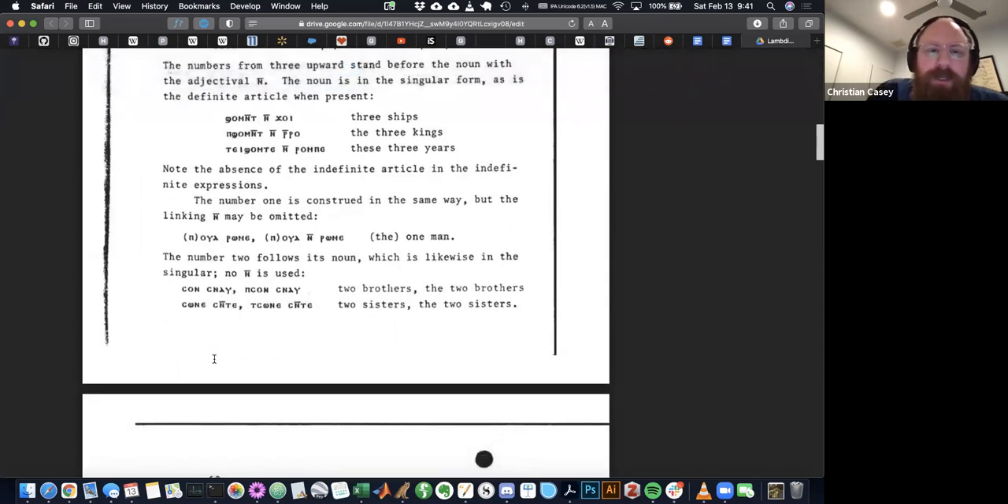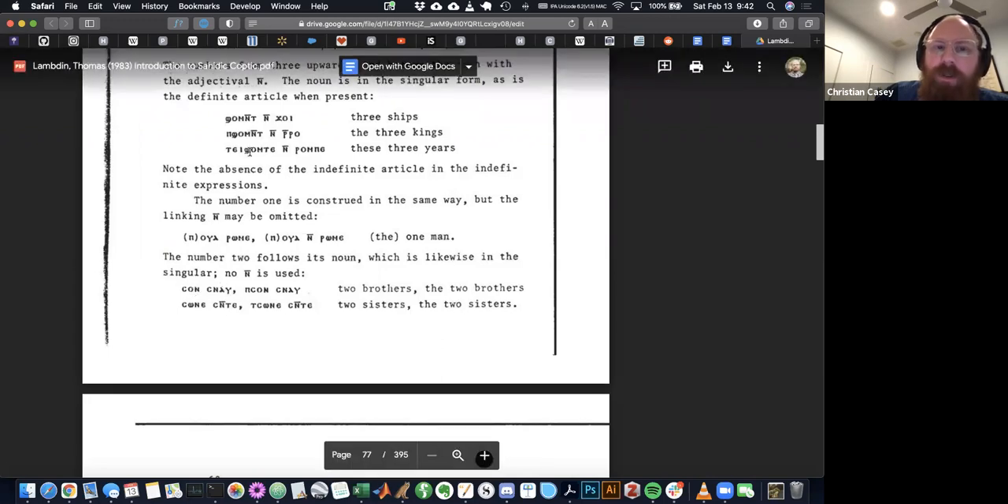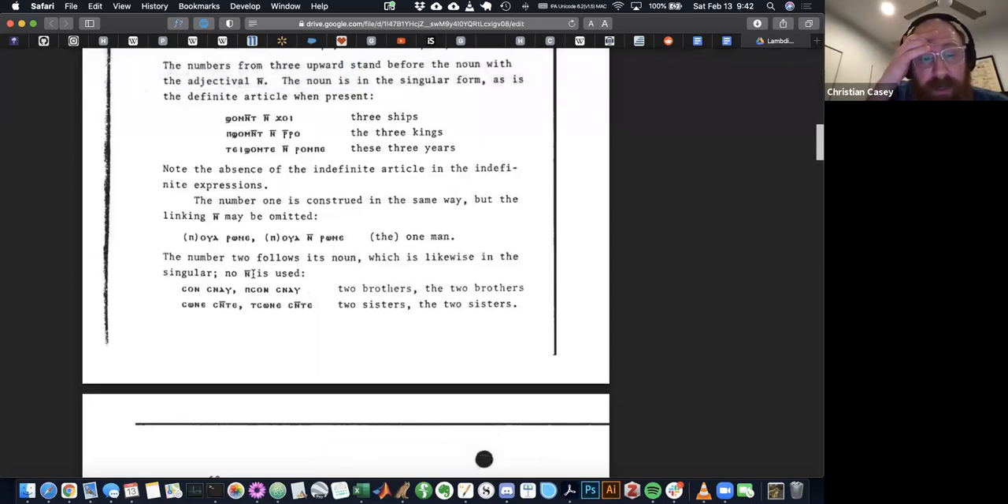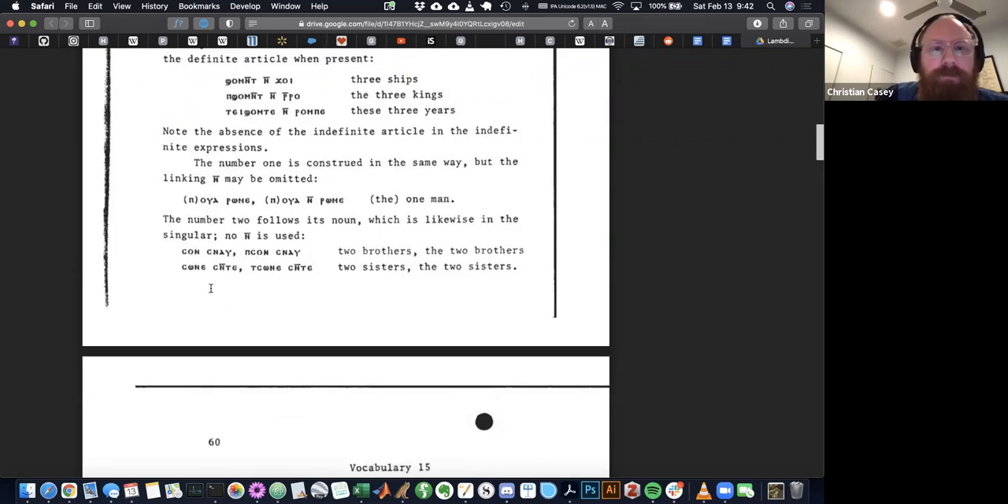The only real exception to any of this is the word two, which for some reason follows its noun rather than preceding it. So son snau is 2 brothers. Son snau, the 2 brothers. Sonasenta is 2 sisters, and sonasenta, the 2 sisters. It does inflect for gender, but it goes after the noun, whereas all the other numbers go before the noun. And this gets pretty easy once you've seen it a few times, but it is a bit of an exception that 2 goes after the noun.